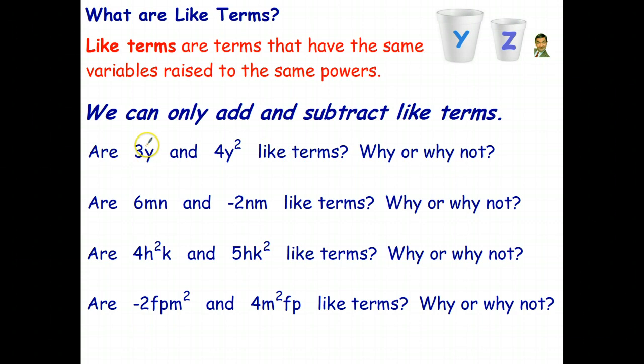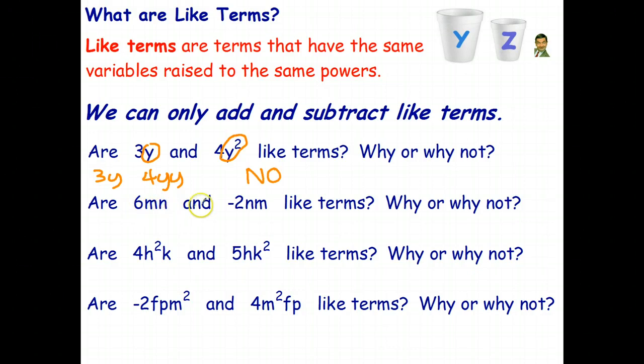Well, the letter part here is a y, but the letter part here is actually y squared. So this is really 3y, and if I write this out in expanded form, 4yy. So I can't add those together. They're not like terms because the letter parts are not the same. The variable has to be the same, but the power has to be the same. So in this case, the answer is no, because the powers on y are different.